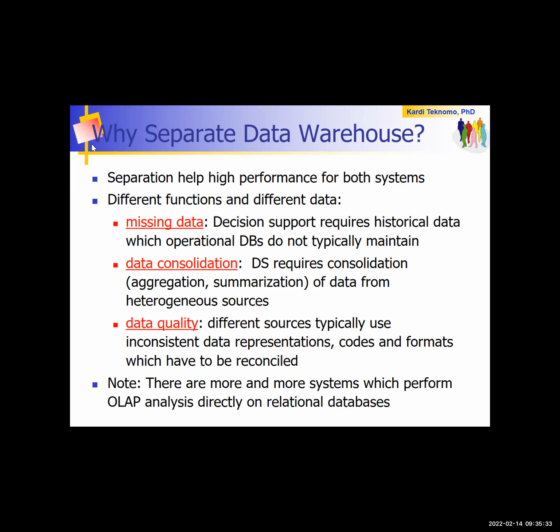Next is the quality of the data source. Different sources usually have inconsistent data representation and different code formats that you need to reconcile. In that case, you need to clean the data first. The process of cleaning from the operational data into the data warehouse is called ETL. So this is part of the automation here. That's why we really need one big data warehouse that is clean and integrated.